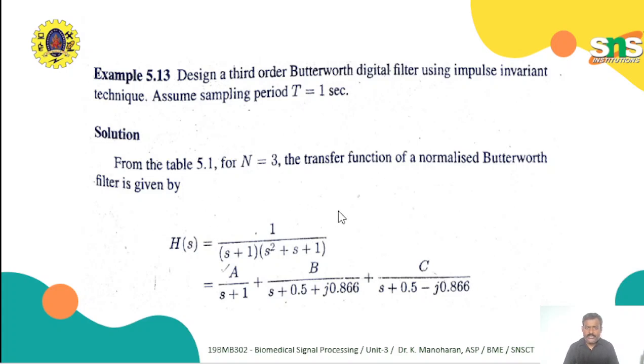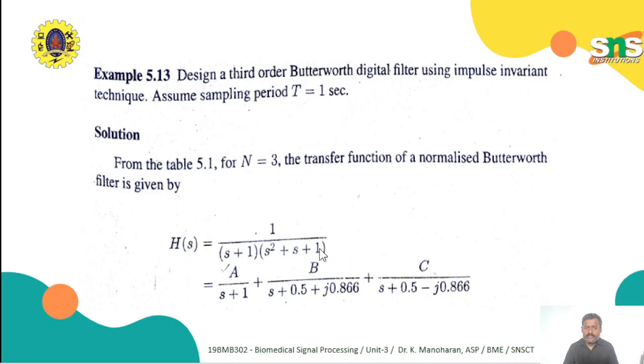So we can directly write the normalized Butterworth filter as H of s equal to 1 divided by (s plus 1) into (s square plus s plus 1). From this we can apply partial fractions. For the first one we have only s plus 1, so we can write it as A divided by s plus 1. Here we have s square plus s plus 1.